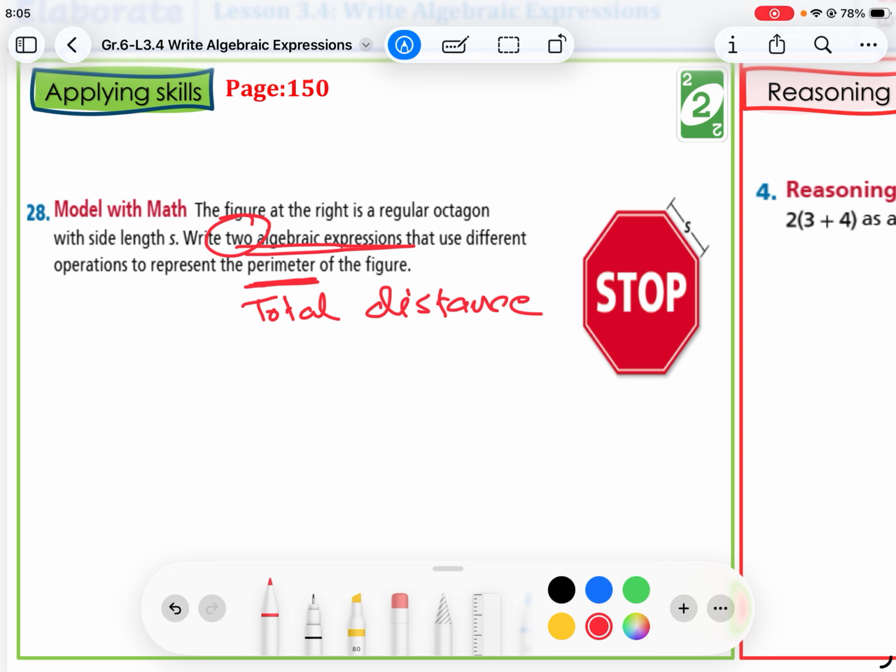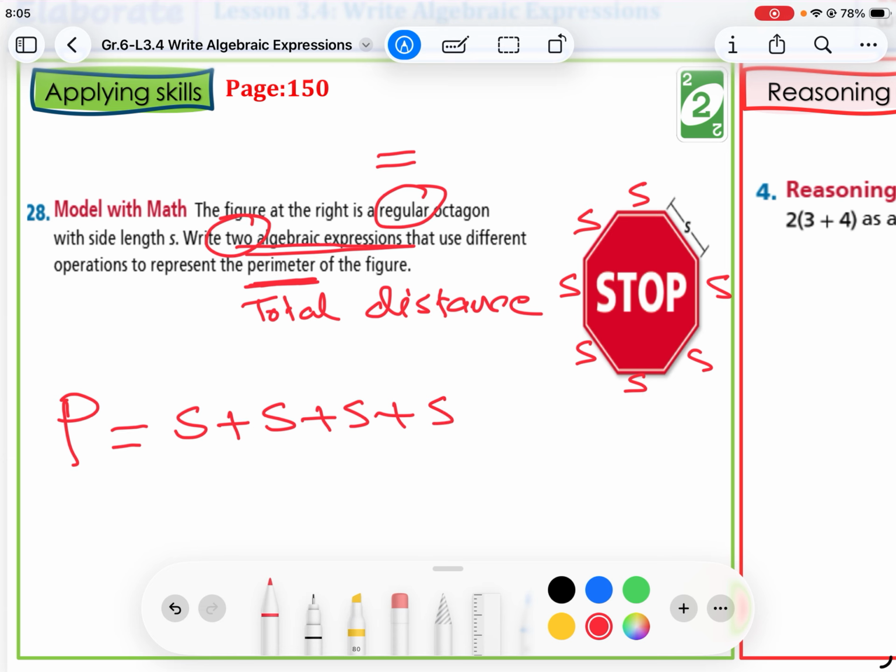So as you can see here, we have this polygon. How many sides does it have? Let's count them: 1, 2, 3, 4. Or let's do it like that. If one side is S, they told us it's a regular one, which means all the sides are equal. So this is S, this will be S, S. All of them will have the same measure. So how are you going to find the perimeter? Since it's the total distance, we're just going to add S 8 times. So S plus, 1, 2, 3, 4, 5, 6, 7, 8.